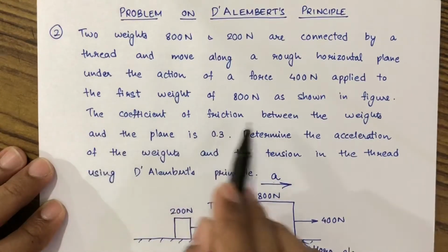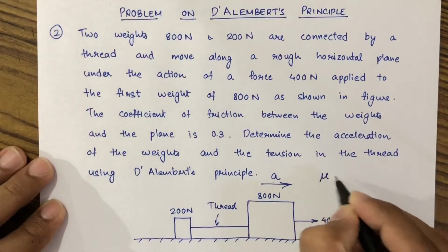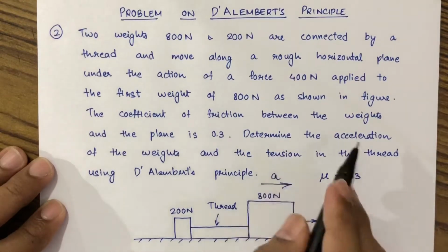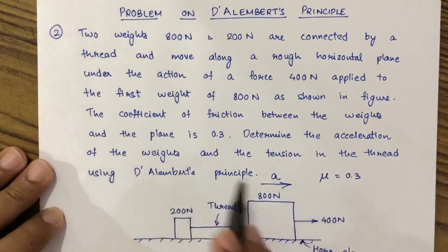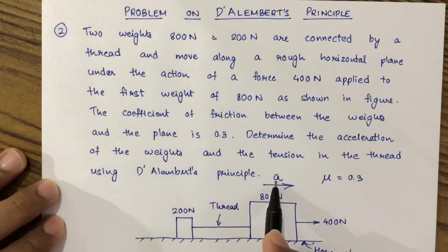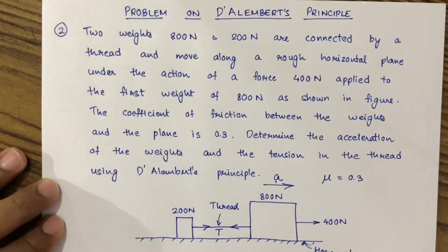The coefficient of friction between the weights and the plane is 0.3, which means the mu value is given as 0.3. Determine the acceleration of the weights and the tension in the thread using D'Alembert's principle. We need to find this acceleration as well as the tension T inside this thread. So let us proceed with this.